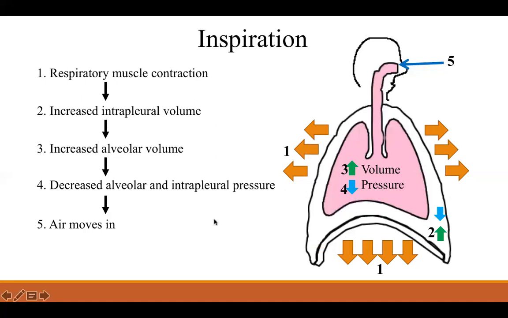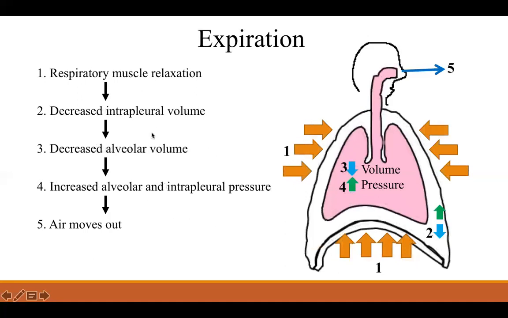All right, so with that, we could switch to expiration, where you would see the muscle relaxation. Now the external intercostal muscles would go back inwards, and same is true of the diaphragm. So the two together make the volume drop, pressure increase, and then the air moves out. All right, so that's where we stop, and we will discuss other details elsewhere. Thank you.